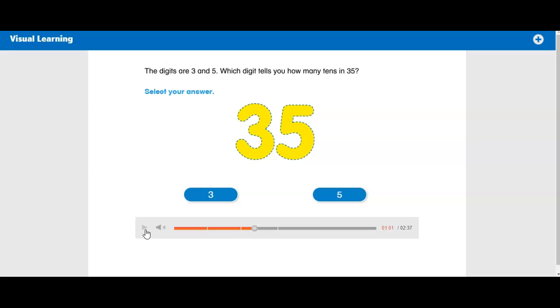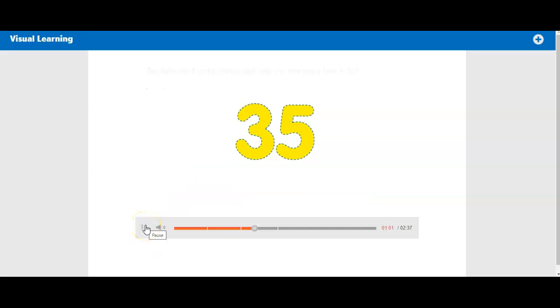Which digit tells you how many tens are in 35? Think about the ones place and the tens place. The 5 is in the ones place and the 3 is in the tens place. So there are 3 tens in 35. Three. Which digit tells you how many ones in 35? 5.